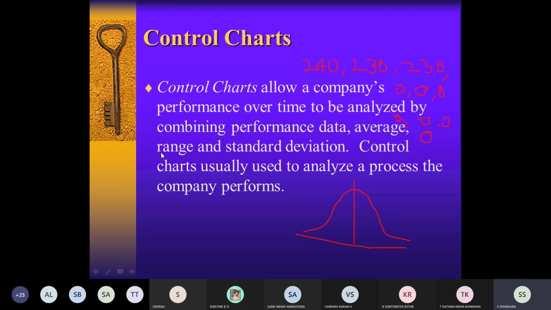The range means the difference between the maximum dimension and the minimum dimension. Then standard deviation: how do you find it? The square root of the sum of (X minus X bar) squared, divided by n minus 1, gives the standard deviation. For example, for this CAT1 exam of TQM, there are 76 students, the average is 20 out of 30, and the standard deviation is 3.59.